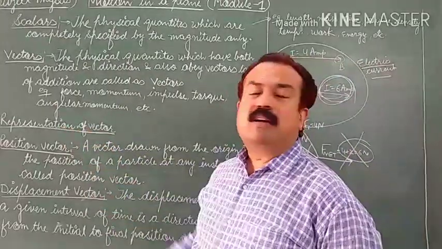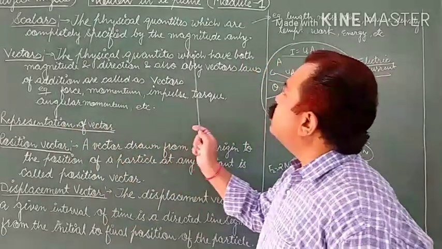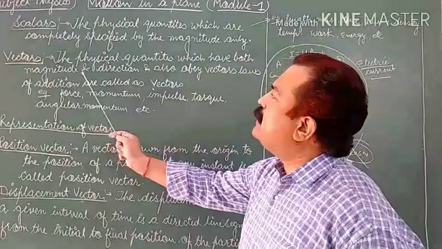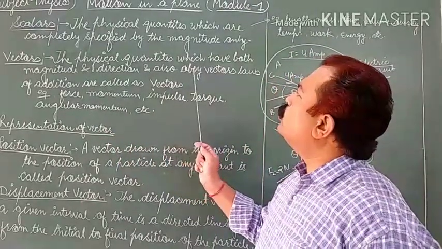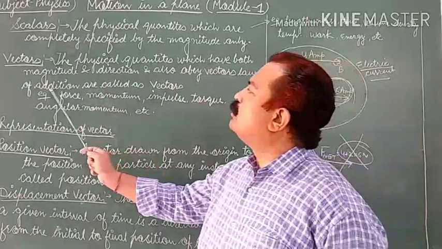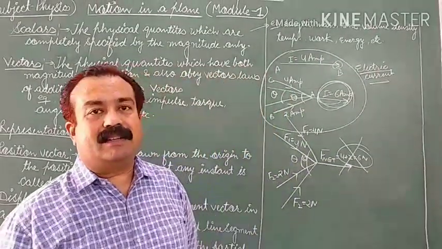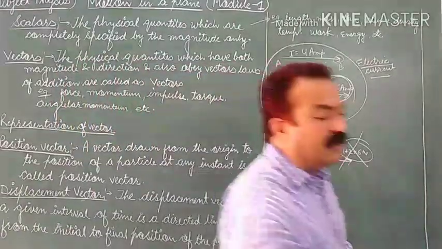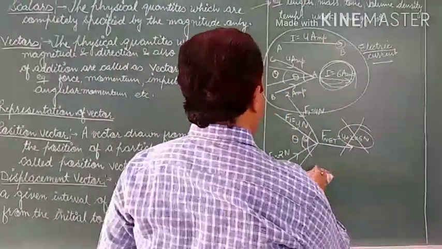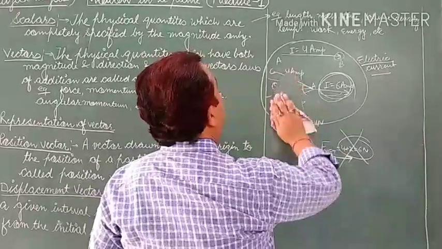Vectors are those physical quantities which have both magnitude and direction and also obey vector laws of addition, and these quantities are known as vectors. इनको हम vector कहते हैं बेटा. So these are vector quantities. So I think you understand about vector and scalar.